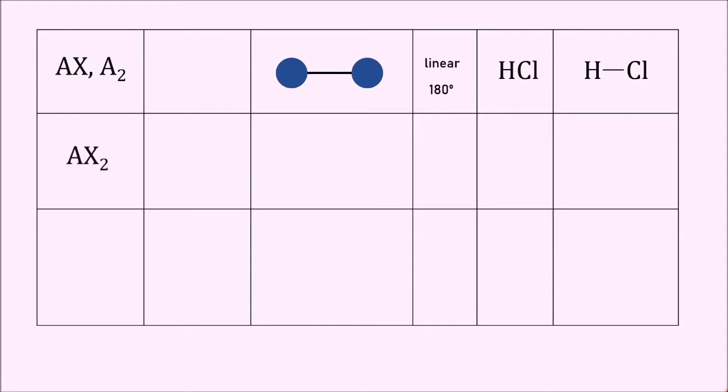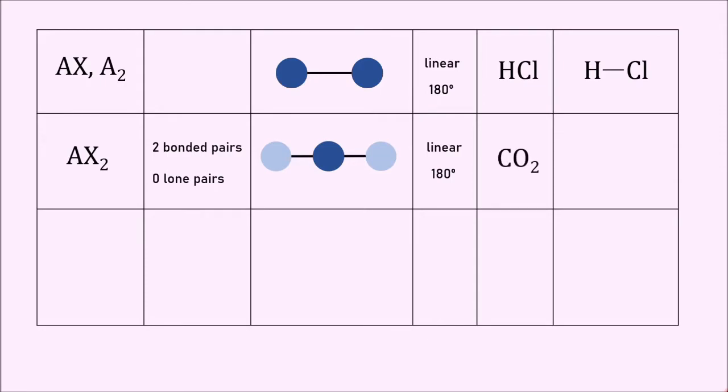So the general formula would be AX2. This time we're going to have two bonded pairs around the central atom. And at the moment, in this first part of the video, we're not going to look at molecules that have lone pairs. We'll do that a bit later. So the geometry would look like this, where we have our central atom in the middle and the ligands either side. This is also a linear geometry, and we also have an angle of 180 degrees. A common example would be CO2, carbon dioxide, and we would show the geometry like this.